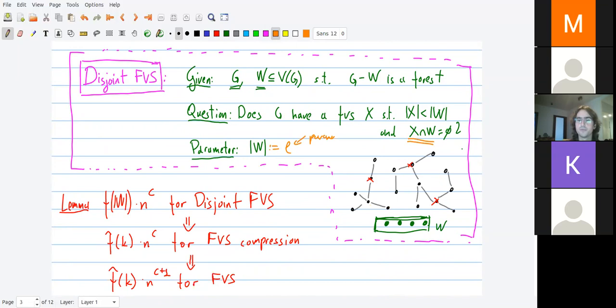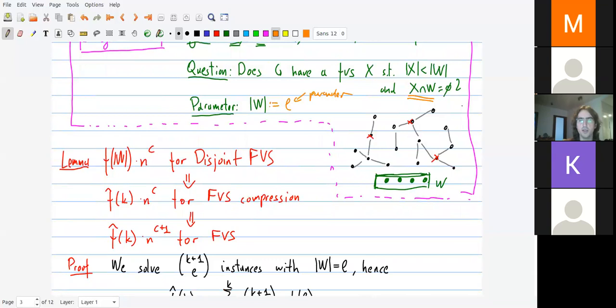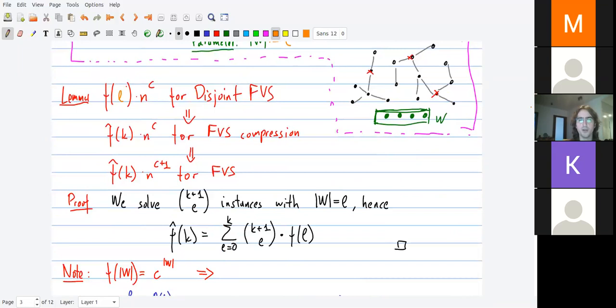Now the lemma is that if I am able to solve this disjoint feedback vertex set in some running time, then I can solve the feedback vertex set compression, which, as we have seen, implies that I can solve feedback vertex set in parameterized time. I claim that if I can solve the disjoint feedback vertex set in time f of L times some polynomial, then I can solve my feedback vertex set compression also in fixed parameter time, and then the original feedback vertex set problem. So why?